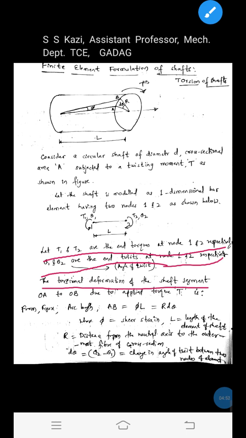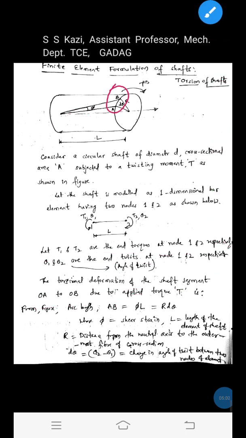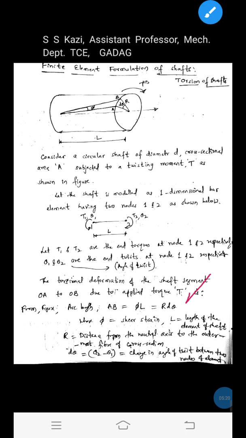The torsional deformation of the shaft segment OA to OB, due to applied torque T, is given by the arc length AB. That arc length AB can be written as the included angle phi into the length of this layer, that is phi into L, which is also equal to R, the radius, into d theta. Now this equation can be written where phi is the shear strain, L is the length of the element of the shaft, and R is the distance from the neutral axis to the outermost fiber of the cross section. And what is d theta?